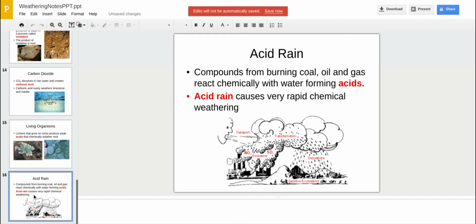And finally, 16. Acid rain. Compounds from burning coal, oil, and gas react chemically with water, forming acids. Acid rain causes very rapid chemical weathering.